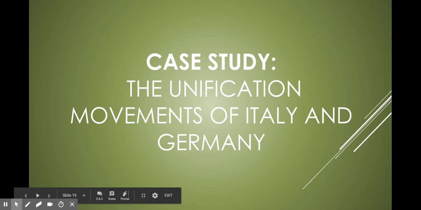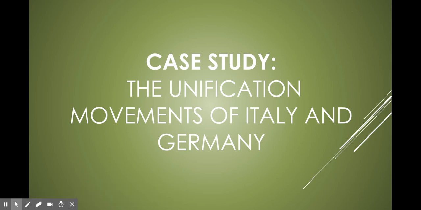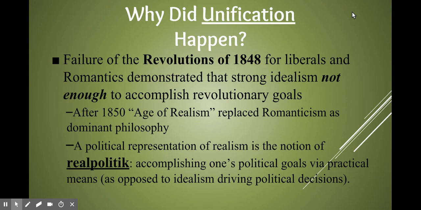Hello, everybody. Today we are going to be talking about the unification of Italy and Germany. And so, just to recap what we've talked about in class last time, the failures of the revolutions of 1848 demonstrated that the idealism of the Enlightenment of the revolutions was not enough to accomplish those revolutionary goals.